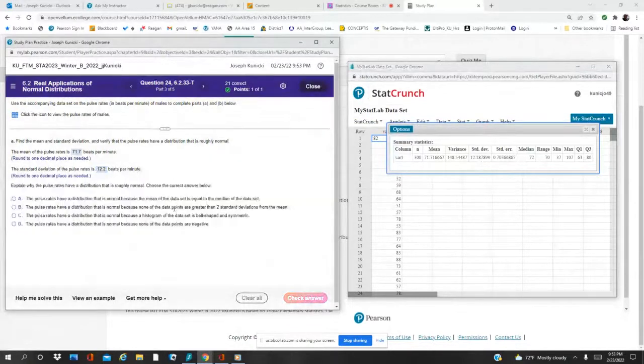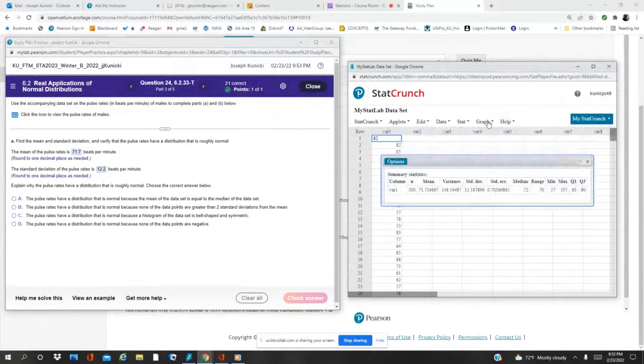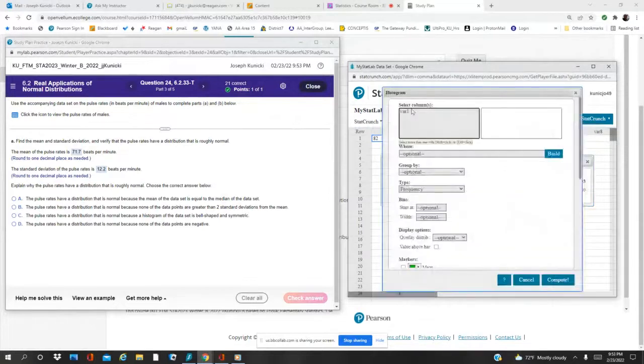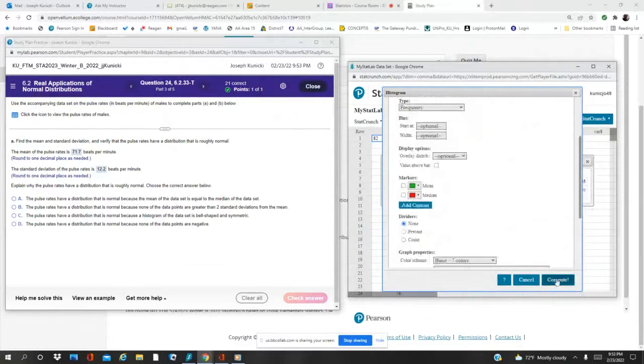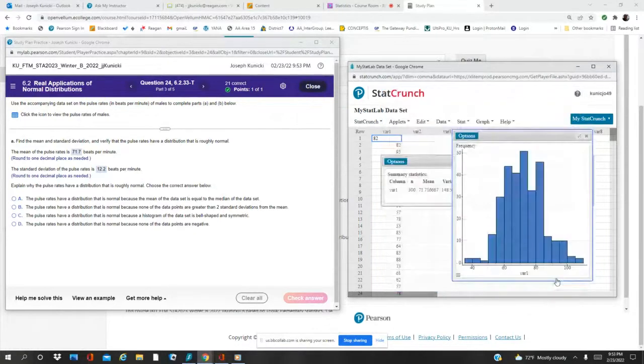And then explain why the pulse rates have a distribution that is roughly normal. Well, it's based on the histogram. So what we want to do is go to Graph, Histogram, Variable 1, same variable, and then just hit Compute. It automatically gives us a histogram. It picks the class limits and whatnot, but you can see there's 2, 4, 6, 8, 10, 12, 14. There's 15 or 16 classes, so that's pretty good.